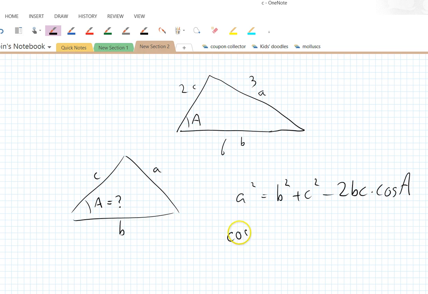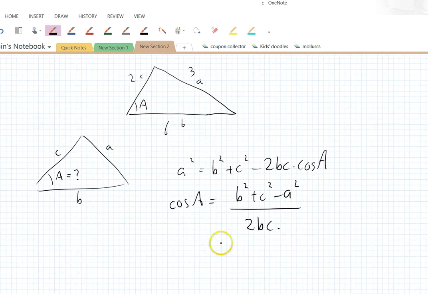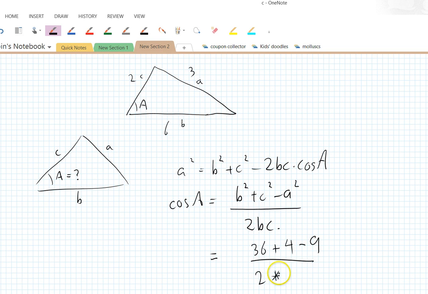So that tells me that cos A equals B squared plus C squared minus A squared over 2BC. Right, and we know A, B, and C because I've given you them there. So let's just stick them in. Equals, there's a top and a bottom, B squared is 36, plus C squared, which is 4 because 2 2's are 4, minus A squared, which is 9 because 3 3's are 9, over 2 times B, which is 6, times C, which is 2.